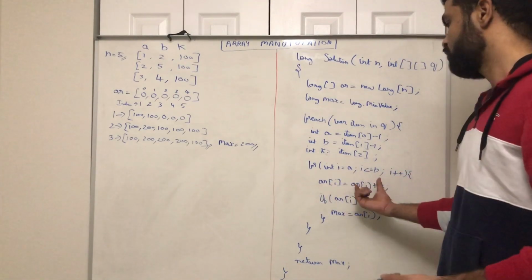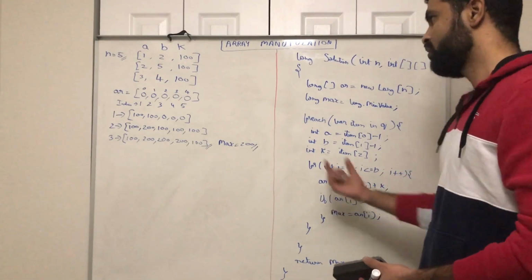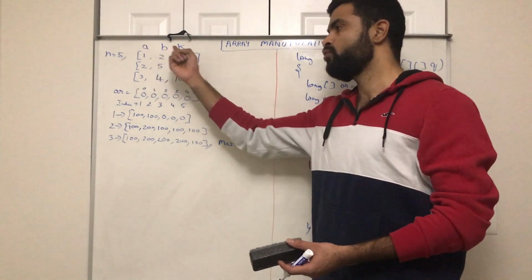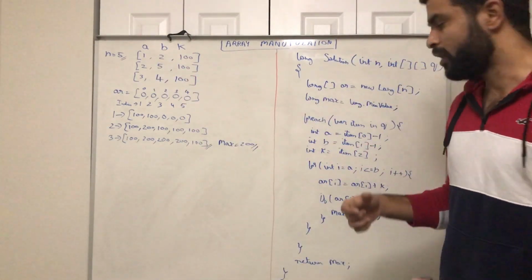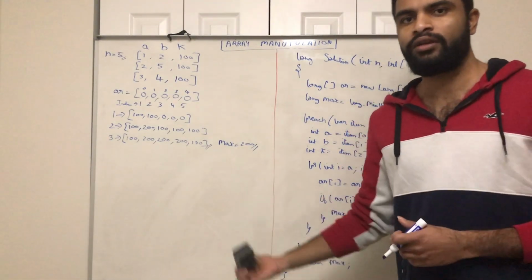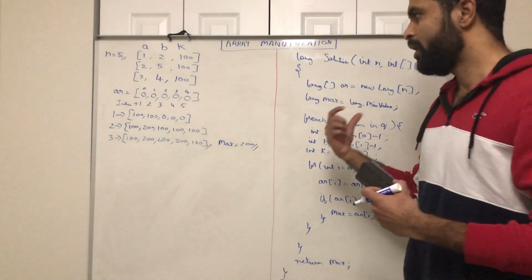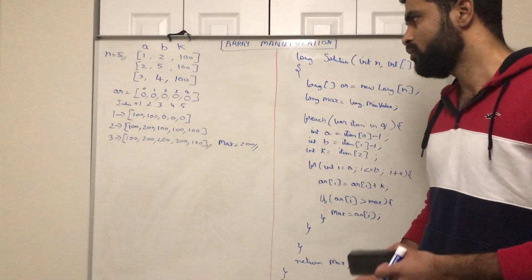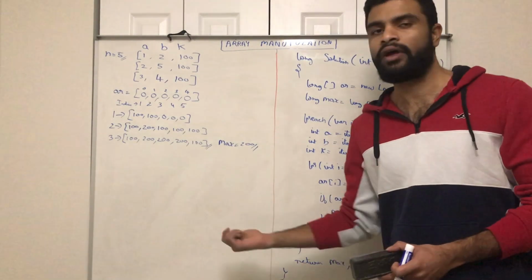So here in the inner for loop I am actually adding k value to all the elements from point A to B, and also I'm keeping track of the maximum value, and finally I'm returning that maximum value. That way, by the end of the complete iteration, I will get the maximum value and I will return that value.